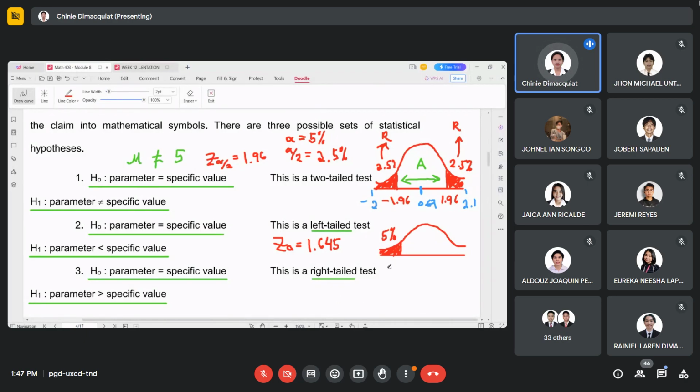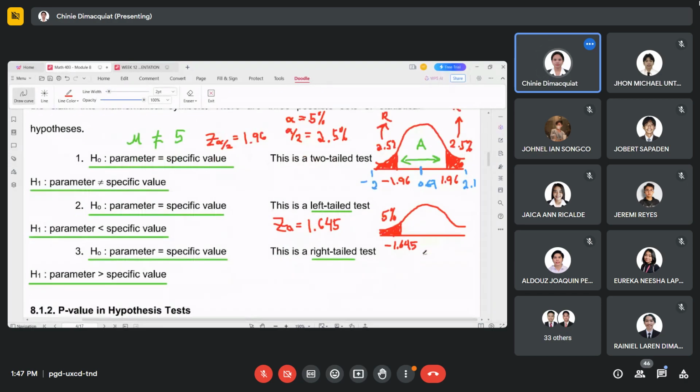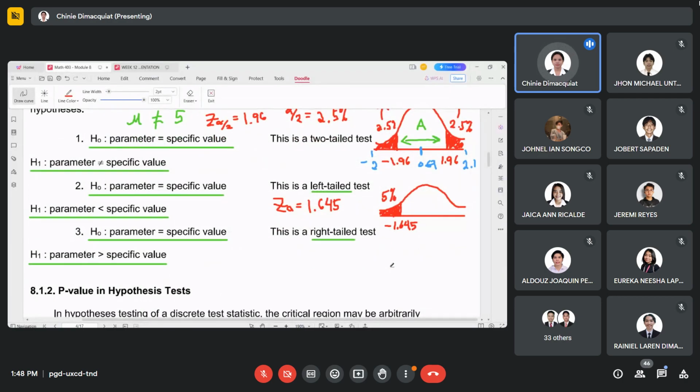So, 1.645, therefore this part is 1.645. And since it is on the left, we make it negative. When it's right-tailed, of course, it will be positive. For a right-tailed test, our rejection region is on the right, and this is our 5%.